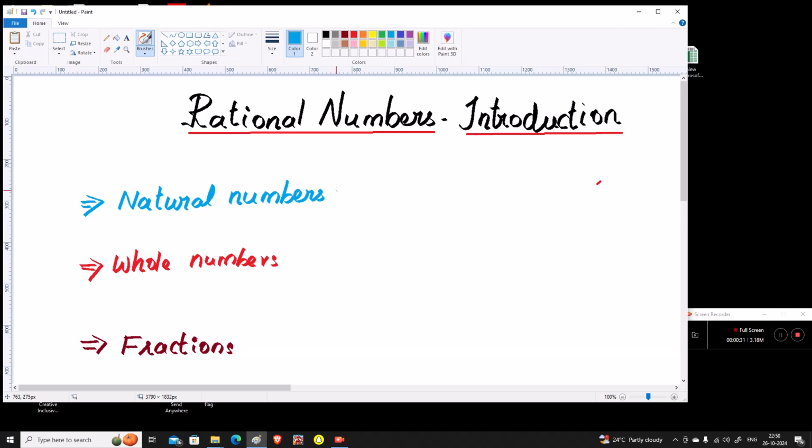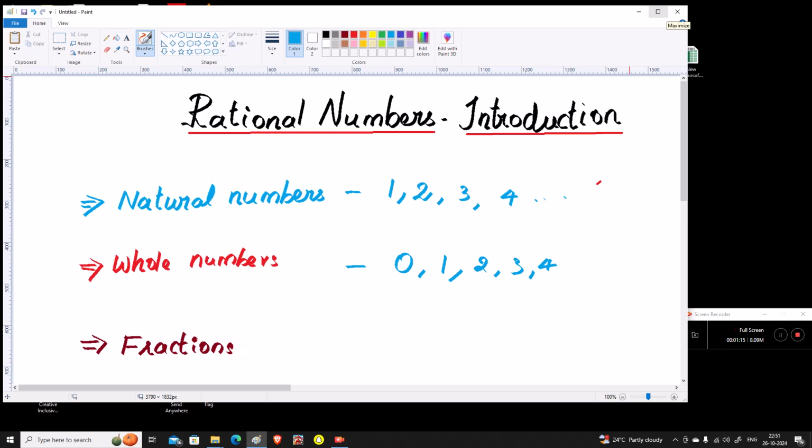What are natural numbers? Natural numbers can be called counting numbers. We are starting with 1, 2, 3, 4, it's going on. The next one is the whole numbers. What do you mean by whole numbers? Yes, you are right. Whole numbers include 0 with the natural numbers. So, along with the natural numbers, we are just joining one more family member, that is 0. Then we can call them whole numbers.